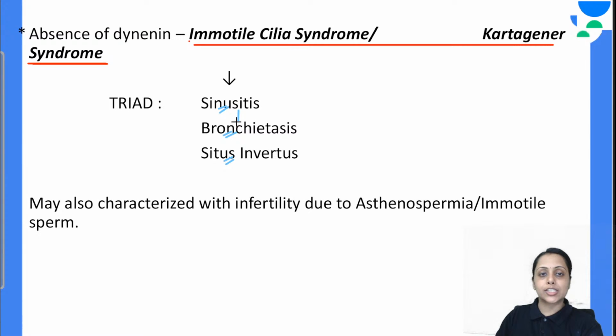What happens? If sinusitis is not treated, it is going to cause bronchitis. Ciliary movement is also responsible for rotation of internal organs. So if ciliary movement is not there, there will be situs inversus. Along with that, our fallopian tube and our sperm will not be motile, and immotile sperm and immotile fallopian tube will lead to infertility in both male and female. Infertility in male is also known as asthenospermia, which means immotile sperm. Is this clear? So the second role of this microtubule is movement of the cilia, fallopian tube, and sperm.